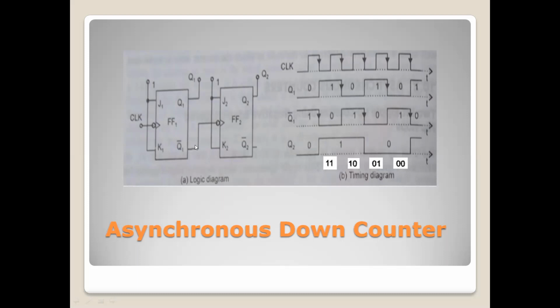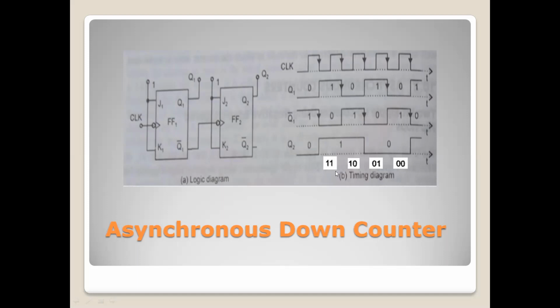And this Q1 bar is given to the clock of the second flip-flop. So we want to draw the timing diagram of Q1 bar. That is the opposite of Q1 that we drew here. Then from the negative edge of the Q1 bar, the Q2 changes. That is, from the negative falling edge, from 0 to 1 changed. Then next negative edge 1 to 0 change, next negative edge 0 to 1 change. Like that it goes on.